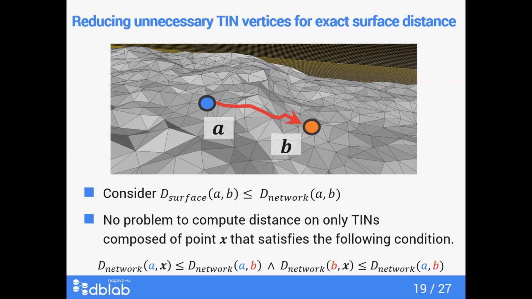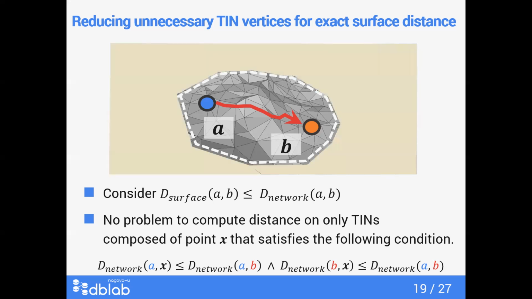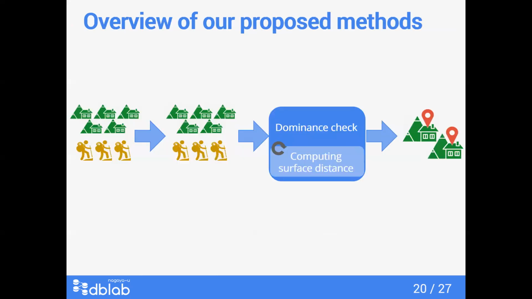However, the calculation time can be improved by cutting off unnecessary TINs based on the network distance between 2 points, like this, because there are many TINs that are not actually needed. Thus, we can compute the surface distance based on the minimum required TIN, like this. That's our methods we proposed.